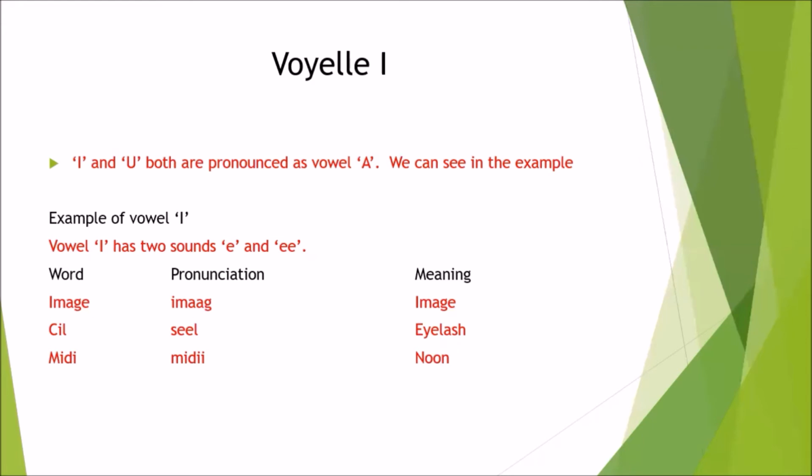And when 2 I's are coming in between a word, then the first I will be pronounced as E and the second I will be E. So the pronunciation will be midi. Midi. As I told you in my previous video that T and D have very soft sound in French language. So T will be pronounced as T and D will be pronounced as D. Midi, not midi, it's midi, means noon.